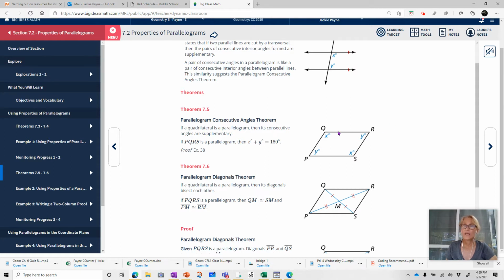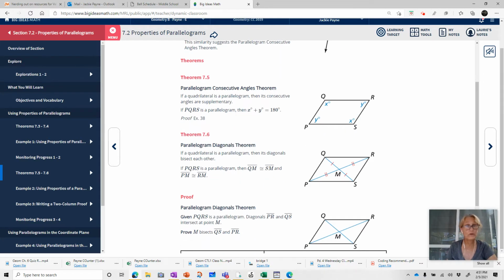Now look, it's not just these two. It's this way also. Look, so angle Q plus angle R is 180. Angle R plus angle S is 180. Angle S plus angle Q is 180. And angle P plus angle Q is 180. So that's 4 different ways. Very powerful stuff. Okay, so now we're going to go on to the next one.